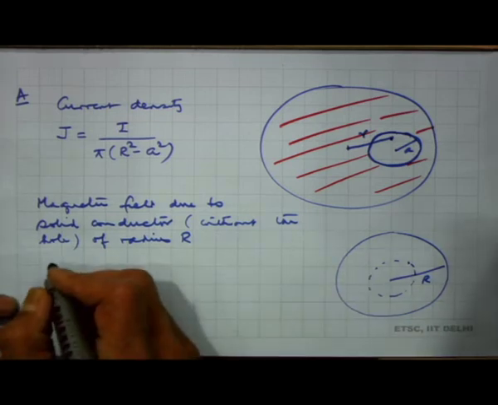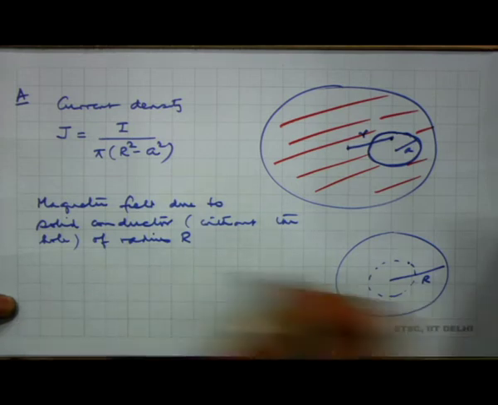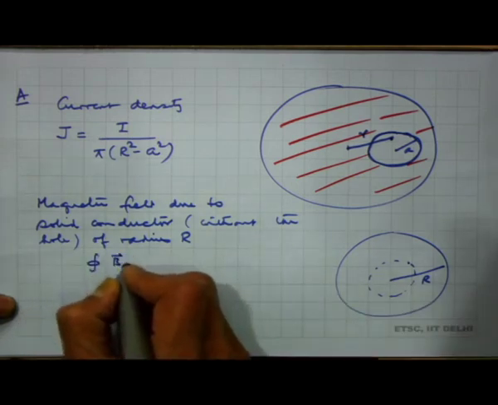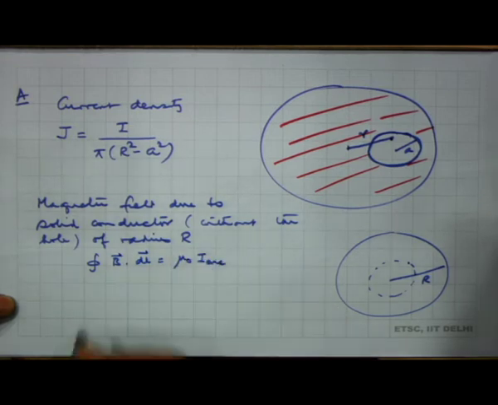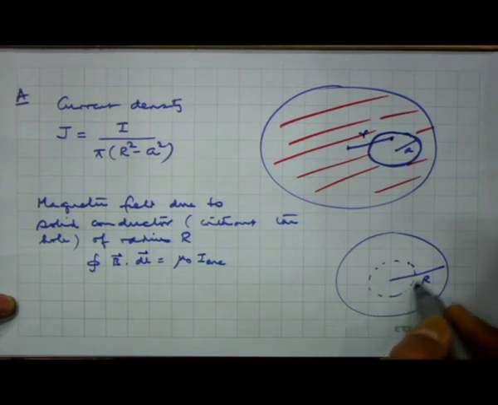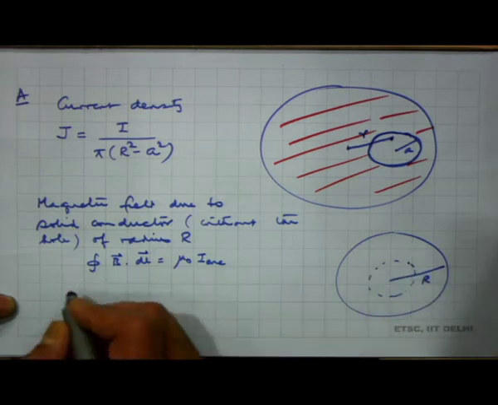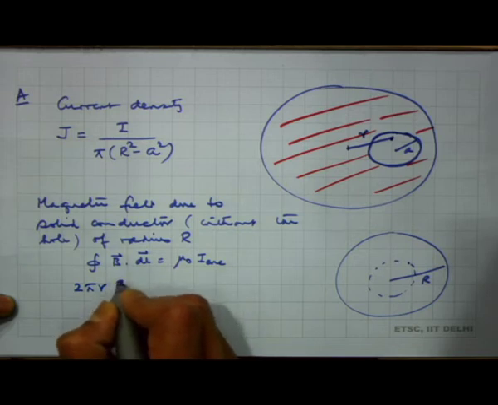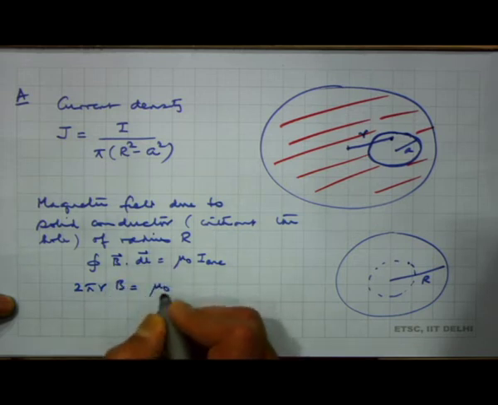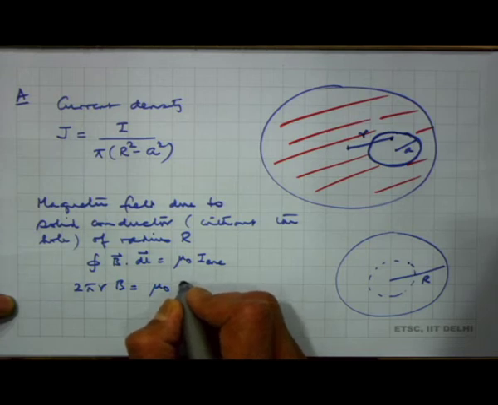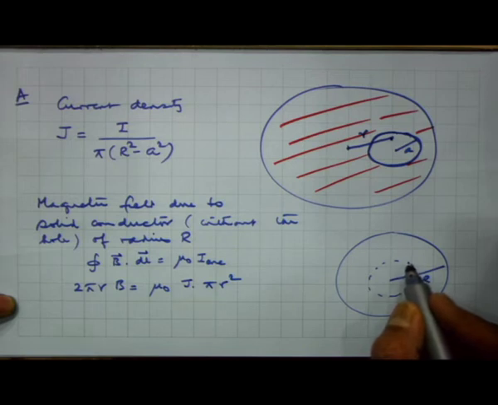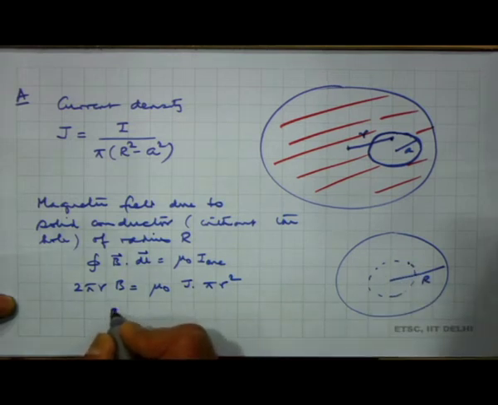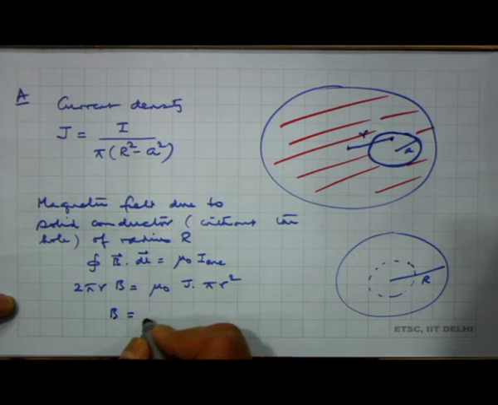So, I can actually use Ampere's law. I can use this law: integral B dot dl is equal to mu naught I enclosed. Because the magnetic field is azimuthal, as we have done before, B dot dl just gives me 2 pi r times B is equal to mu naught I enclosed, which will be J times pi r square. Pi r square is the area and the enclosed current is this thing. So, the magnitude of B will be equal to mu naught J r by 2.